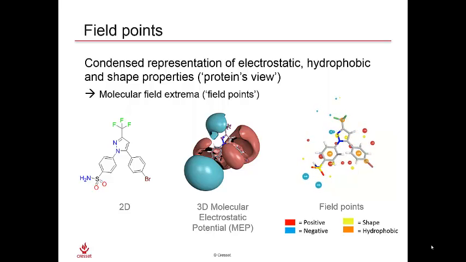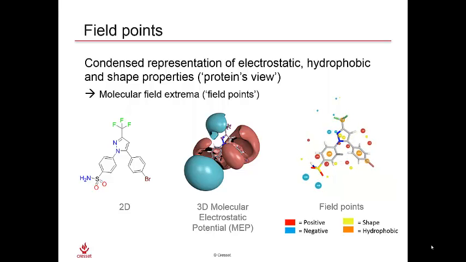Blue corresponds to areas where the electrostatics are negative. Red corresponds to areas where the electrostatics are positive. Yellow gives a van der Waals accessible surface area, and the orange field points are in areas of hydrophobicity. The size of the field point corresponds to the strength of the field at that point in space.